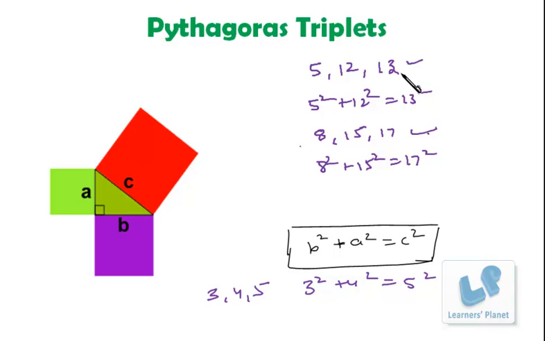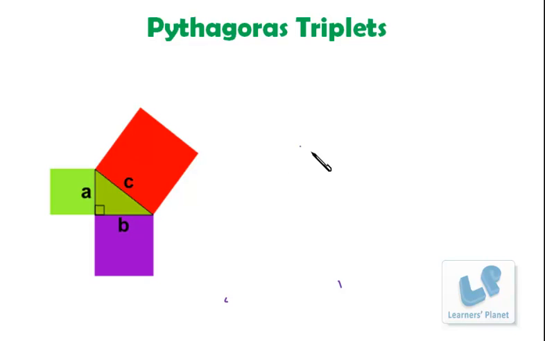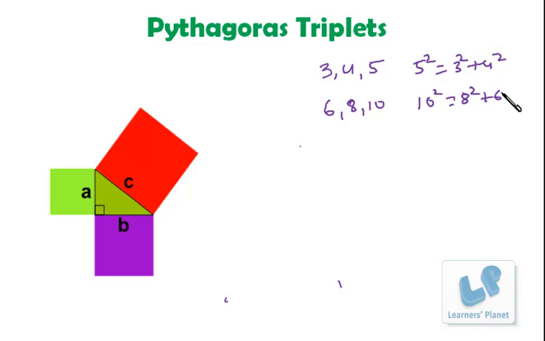Now just see how. See 3, 4, 5. These are a Pythagorean triplet, that is 5 square is equal to 3 square plus 4 square. Now a common multiple of these three, suppose I double each of them, so it will be 6, 8 and 10. Now 6, 8 and 10 will also form a Pythagorean triplet, that is 10 square is equal to 8 square plus 6 square. Then the triple of that, 9, 12 and 15, is also a Pythagorean triplet.